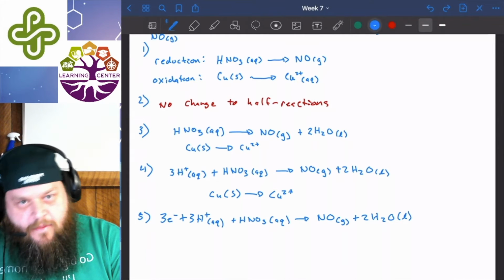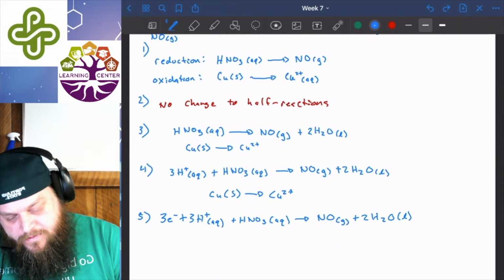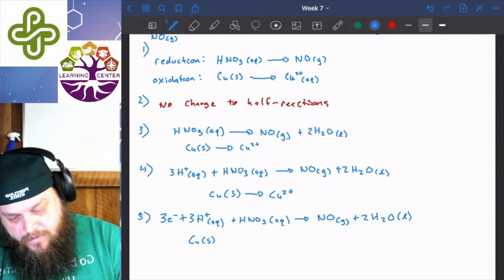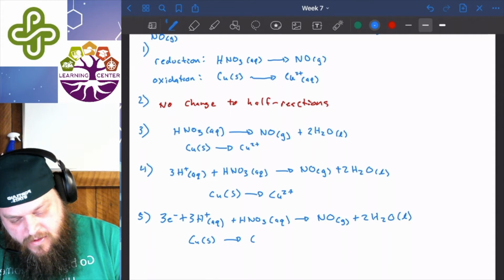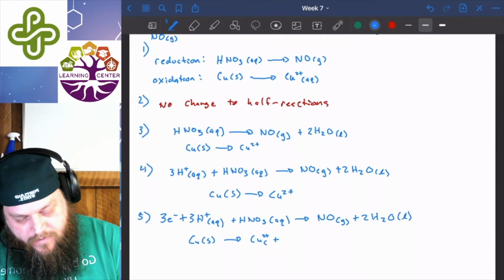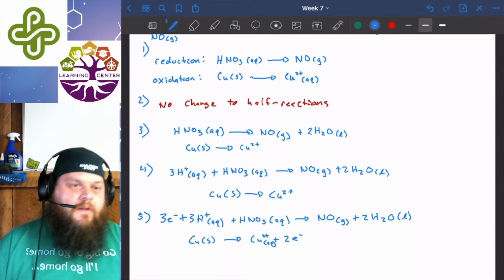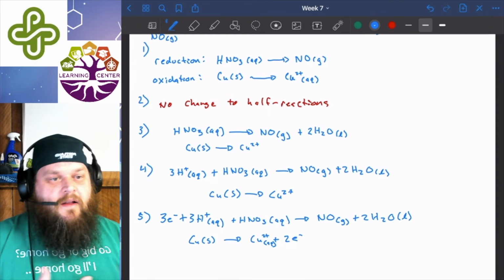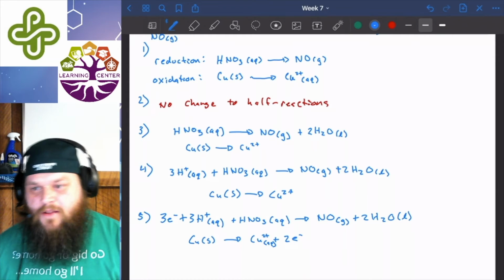We would do the same thing with the copper. The copper solid produces this Cu2+, which is aqueous, and we need to add 2 negatively charged electrons to that, because the Cu2+ needs to be balanced with 2 electrons to make it neutral like the left-hand side of the equation.